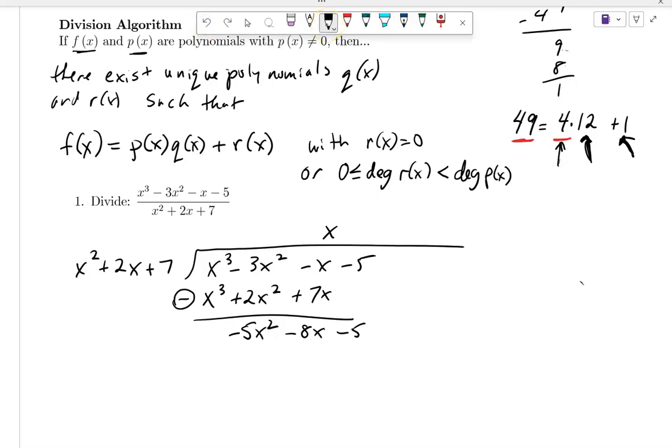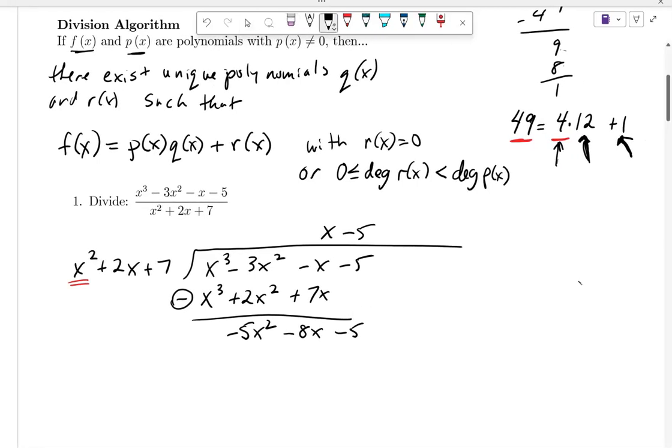Okay? So again, look at these two terms. My x squared and my negative 5x squared. What do you need to multiply x squared by to give you negative 5x squared? Negative 5. Okay. Take your negative 5 and multiply it through. Get negative 5x squared minus 10x minus 35.